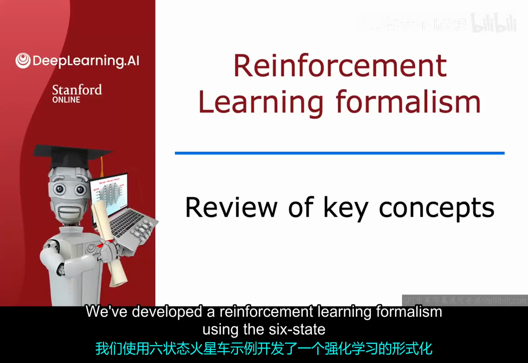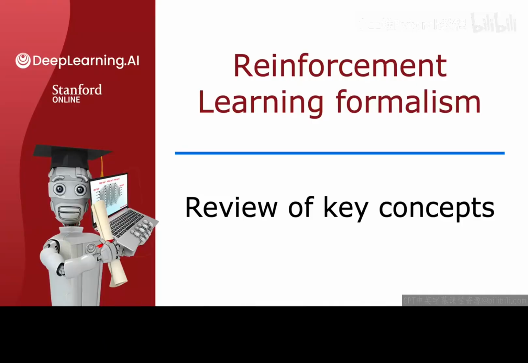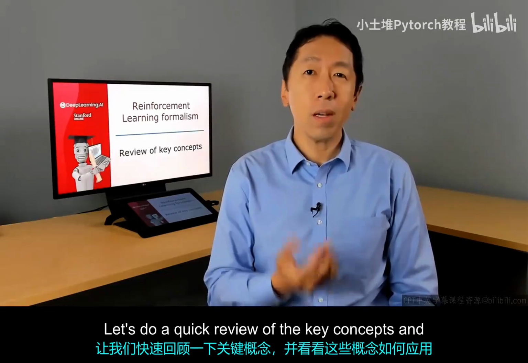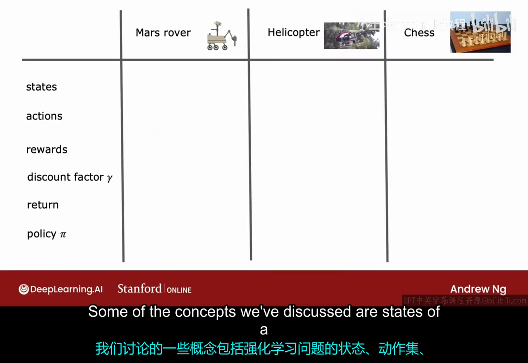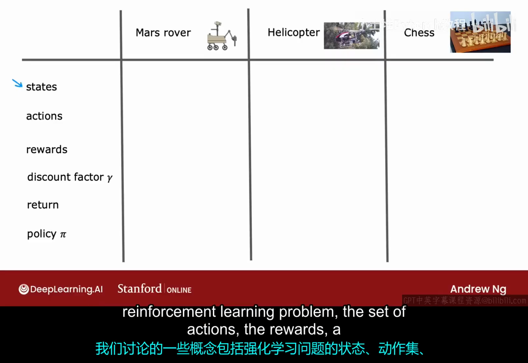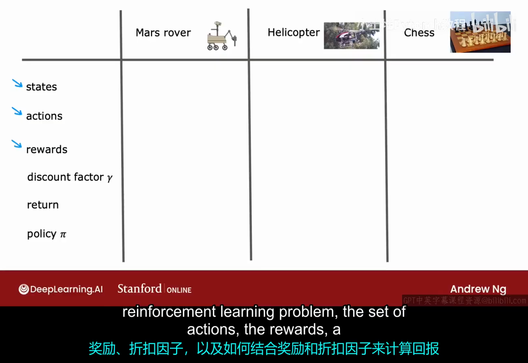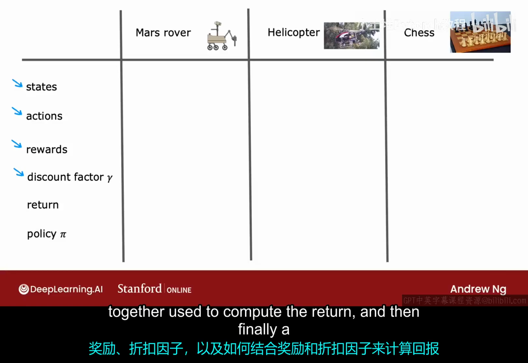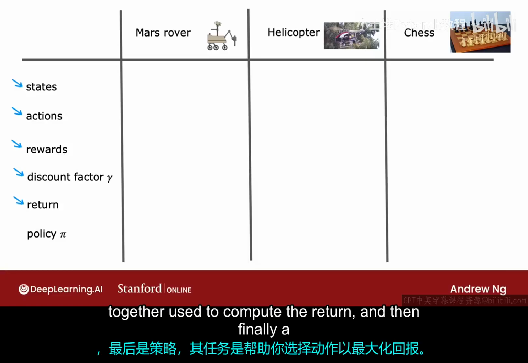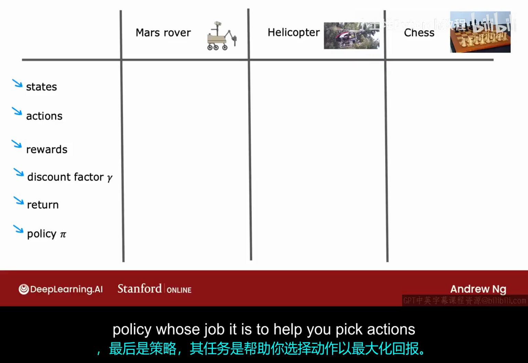We've developed a reinforcement learning formalism using the 6-state Mars rover example. Let's do a quick review of the key concepts and also see how this set of concepts can be used for other applications as well. Some of the concepts we've discussed are states of a reinforcement learning problem, the set of actions, the rewards, a discount factor, then how rewards and the discount factor are together used to compute the return, and then finally a policy whose job it is to help you pick actions so as to maximize the return.